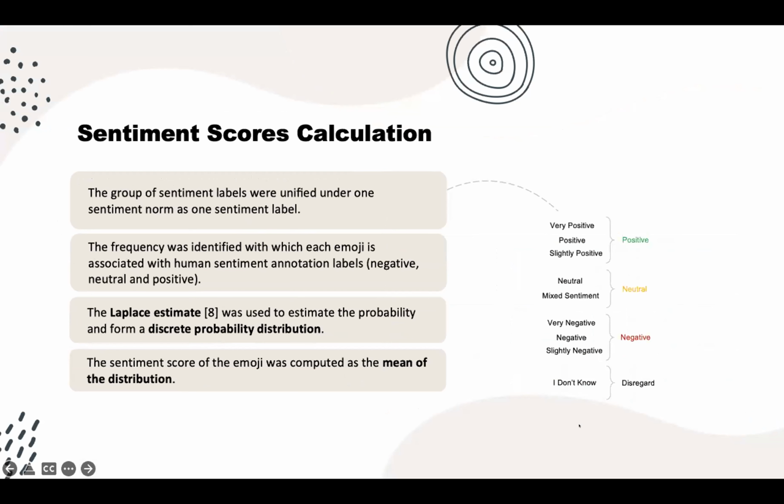Yes, continue, please. Okay. To calculate the emoji sentiment scores, we first unified the group of sentiment labels under one sentiment norm as one sentiment label. Then the frequency was identified with which each emoji is associated with human sentiment annotation labels: negative, neutral, and positive. Afterwards, we used the Laplace estimate to estimate the probability and form a discrete probability distribution. And finally, we compute the sentiment score of the emoji as the mean of the distribution.